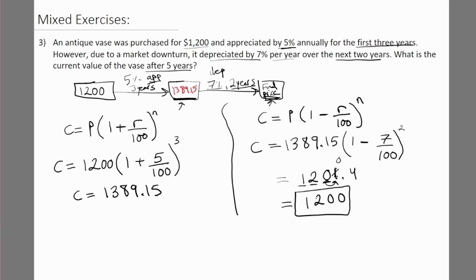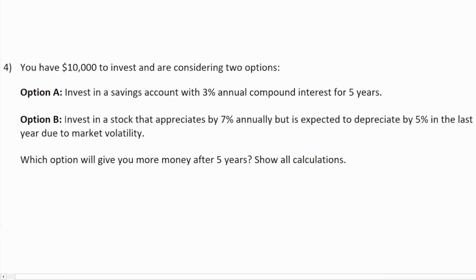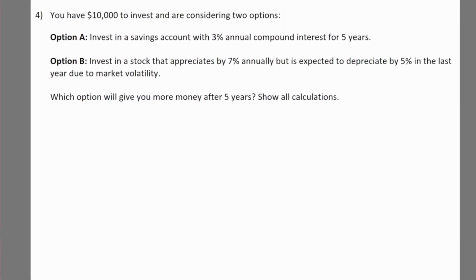So essentially the vase actually returned to its original value over the course of 5 years. All right, I hope this made sense. Let's take a look at the next question.